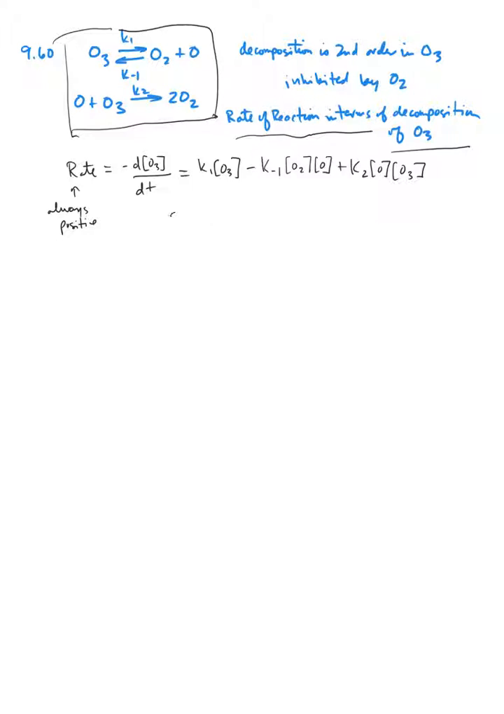Now the steady state approximation is looking at what happens to the oxygen atom over time. The oxygen is going to grow in with the first step and be consumed in the reverse, and also the second step. Okay.